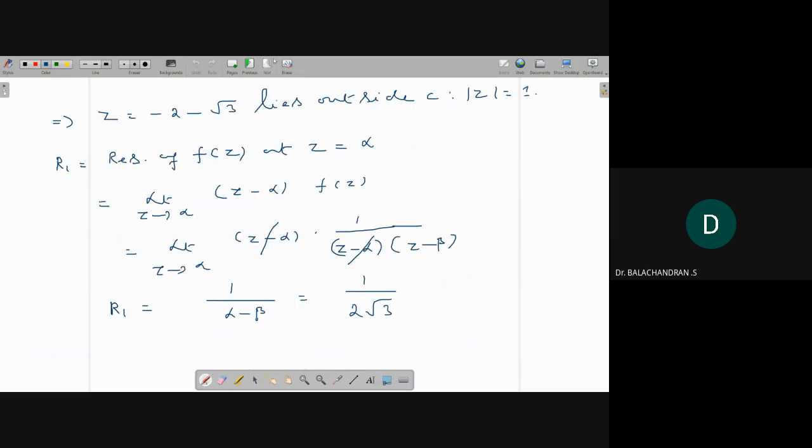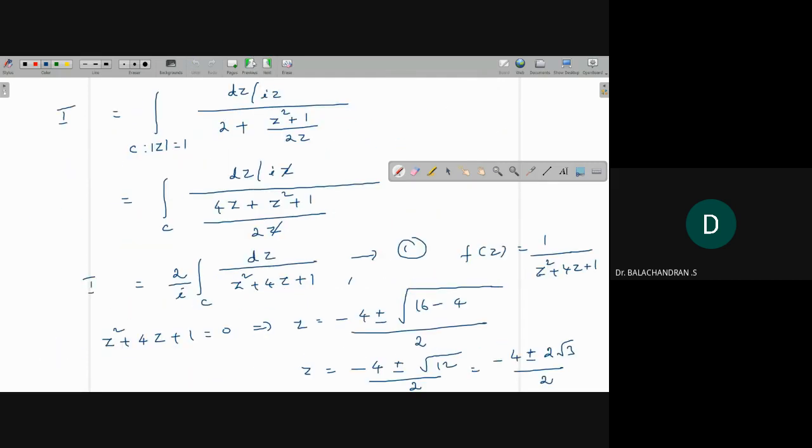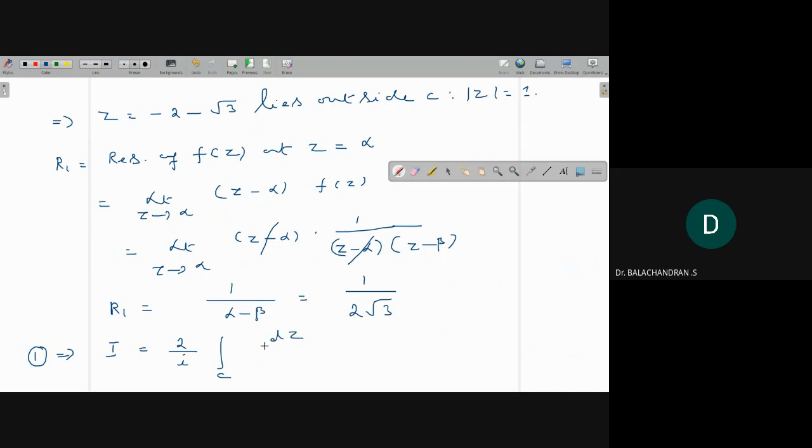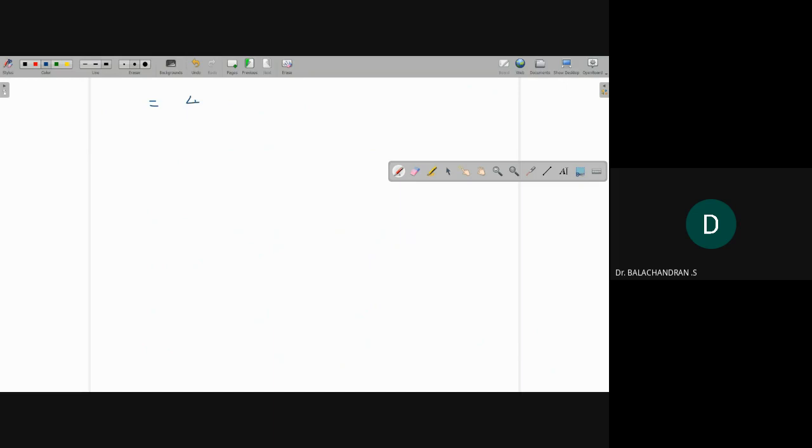So equation 1 implies I is equal to 2 by i integral over C, dz by z square plus 4z plus 1. Now this is of the form integral over C of f of z dz, and by the Cauchy residue theorem that is 2 pi i into the sum of the residues. The sum of the residues is R1 by CRT. So the i gets cancelled, giving 4 pi into R1. R1 is 1 by 2 root 3, so the final answer is 2 pi by root 3.